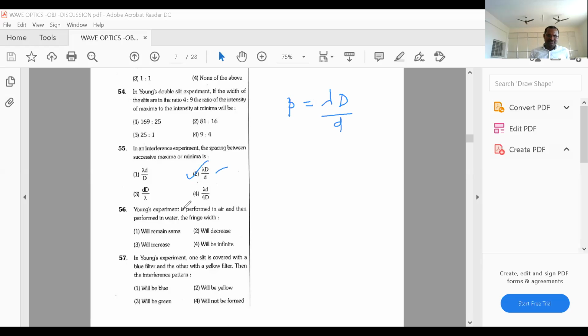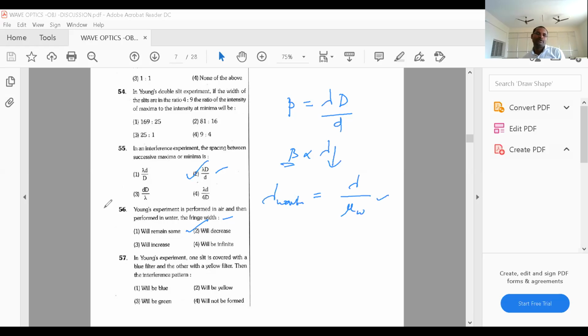Next, Young's experiment is performed in air and then performed in water. Then what will happen to the fringe width? Fringe width is directly proportional to wavelength. If the experimental setup is placed in water, wavelength will get reduced in water. So due to that, fringe width will decrease. Remember, this point is important. Wavelength in water is wavelength in air divided by the refractive index of water, so it will get reduced, and due to that, fringe width also reduces.